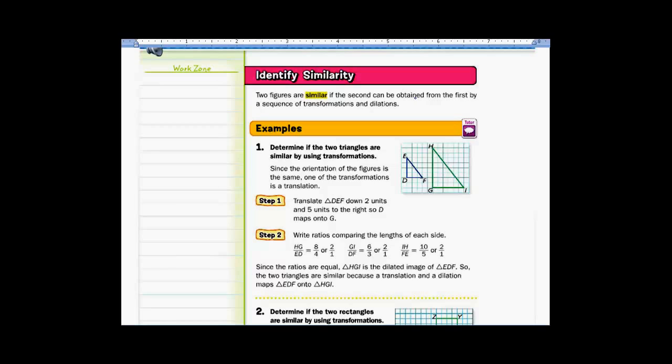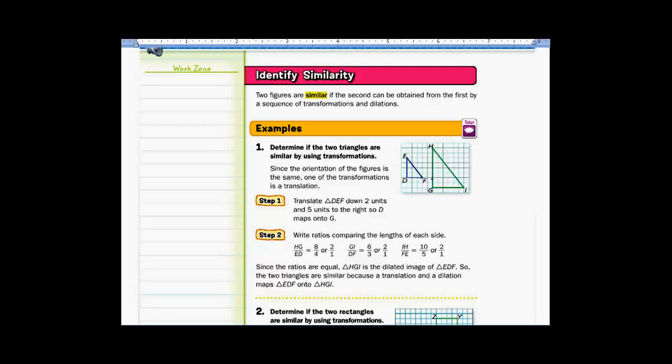Can be, but not necessarily the same size. They could either shrink it or dilate it, shrink it or enlarge it, however you want to put it. So similarity is the same shape. This right here is the same exact shape, only one is bigger or smaller than the other. So similarity is the same shape, not necessarily the same size. To prove similarity, they talk to you about using dilations, some form of transformations. So dilation would mean to make this blue triangle larger.